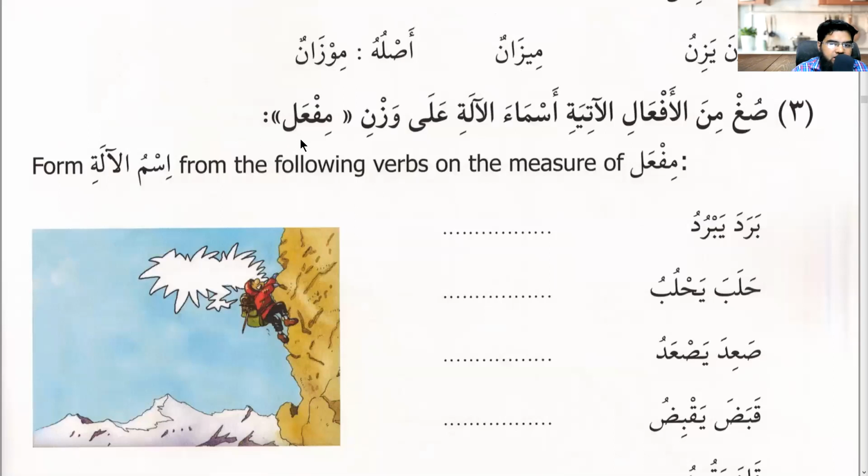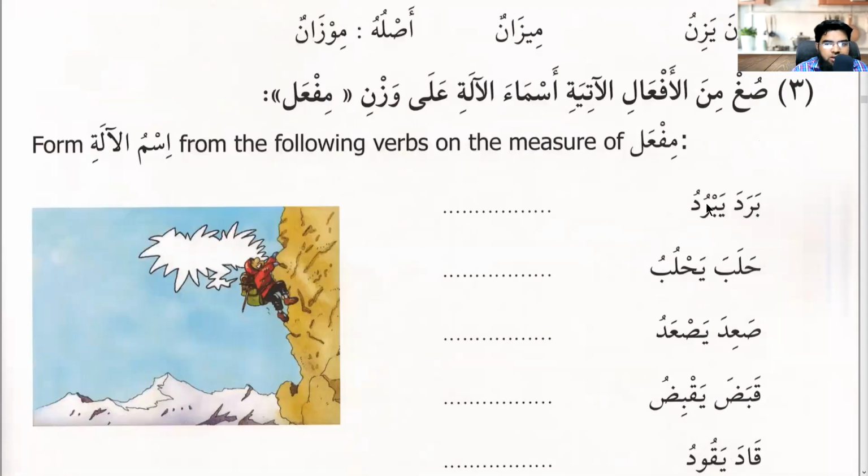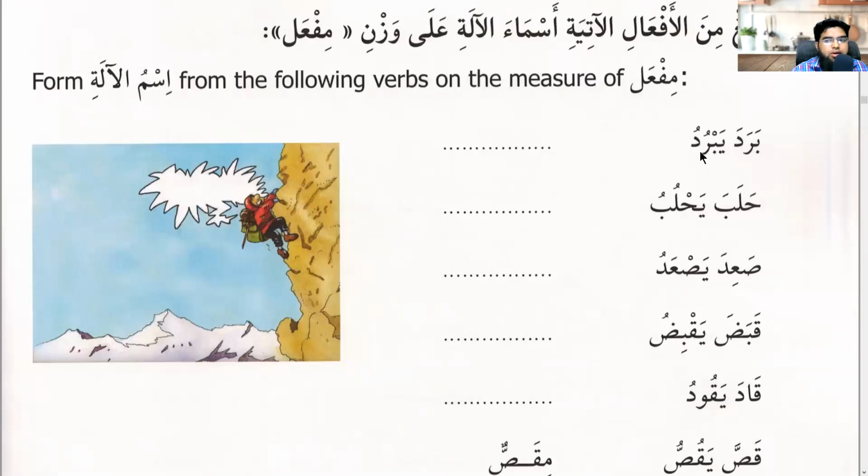Next is the mif'alun pattern. Very easy. Same thing, instead of mif'al, you make it. Barada yabrudu is the verb. Oh, okay. Shearing to something. So it becomes what? Barada yabrudu, to cut the grass, the cutting of the grass. On the pattern of mif'al. Now we are in the pattern of mif'al. Mibradun. Now it becomes mibrad.